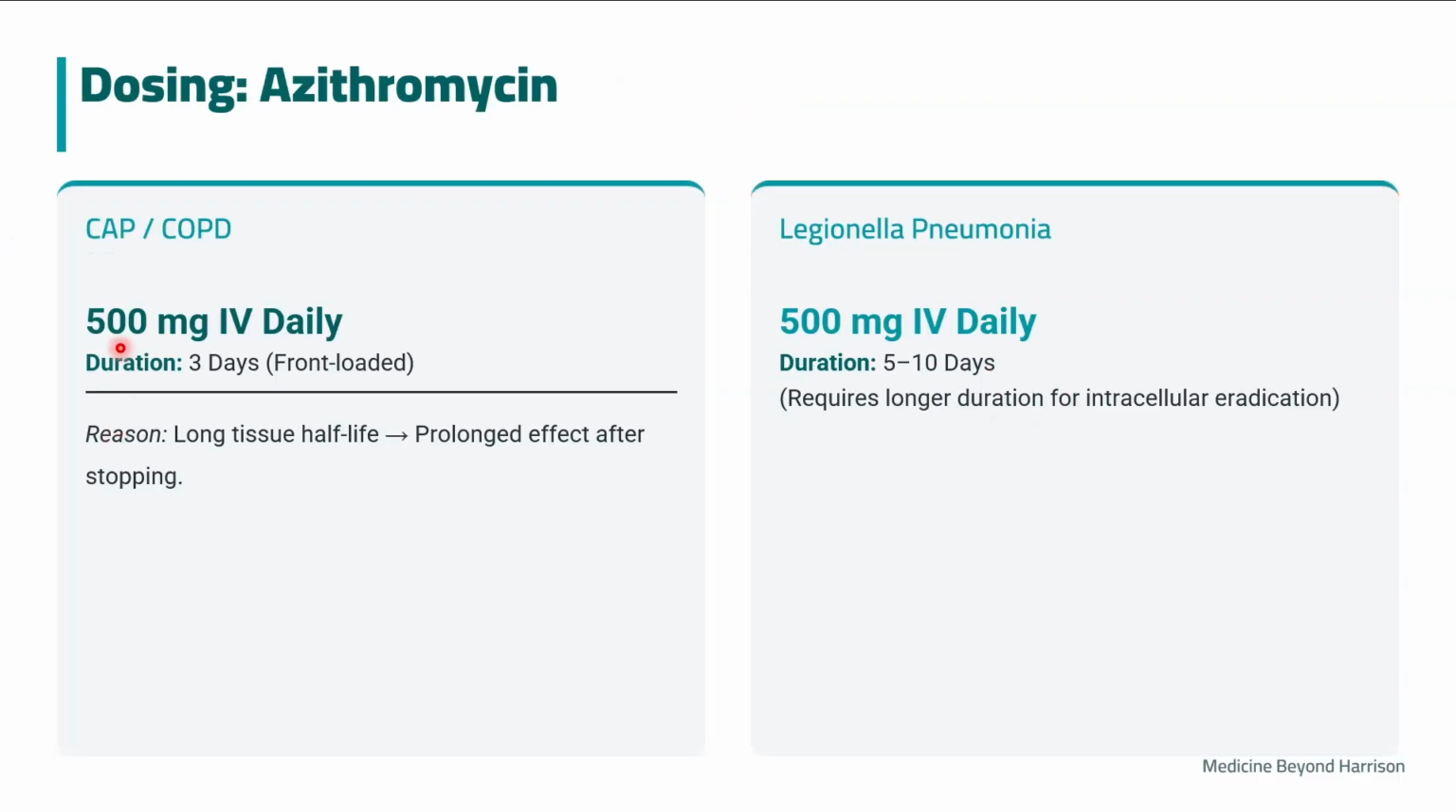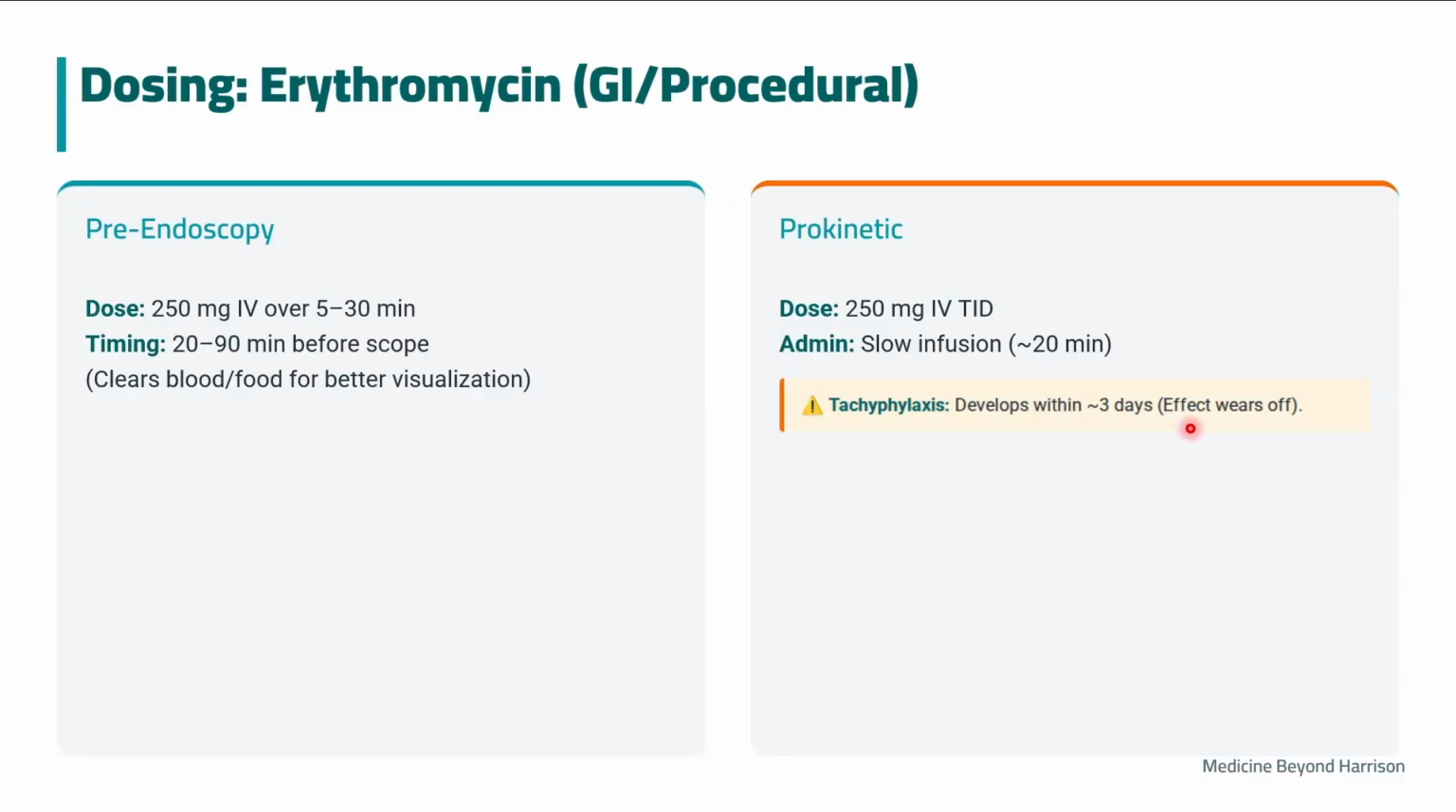Dosing for community acquired pneumonia is 500 mg IV daily for 3 days, front loaded. It has a long tissue half-life, so there is a prolonged effect even after stopping. So just for 3 days azithromycin is given. For Legionella pneumonia alone, it can be continued for 5 to 10 days. It requires a longer duration for the intracellular eradication of Legionella pneumonia.